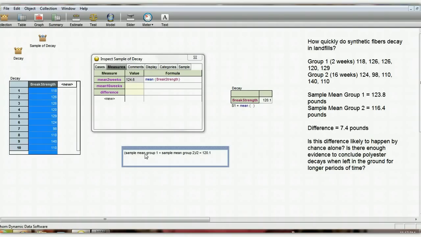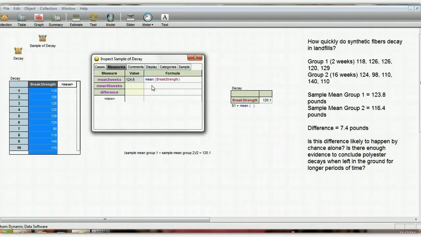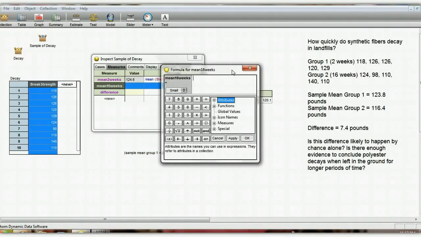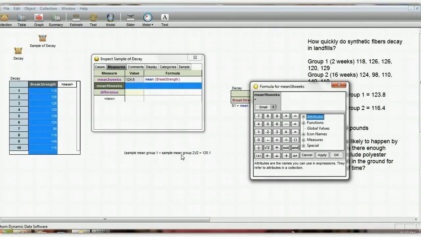So I have a number here that's being calculated by Fathom for the sample mean of group 1. Let's see if we can get the formula in here. So essentially, if I was to solve this equation for sample mean of group 2, I'd multiply both sides of my equation by 2 and then subtract the sample mean from group 1. That sounds like it's a good idea. So we're going to have 2 times 120.1 minus the mean for 2 weeks. So that's the mean for the first group.